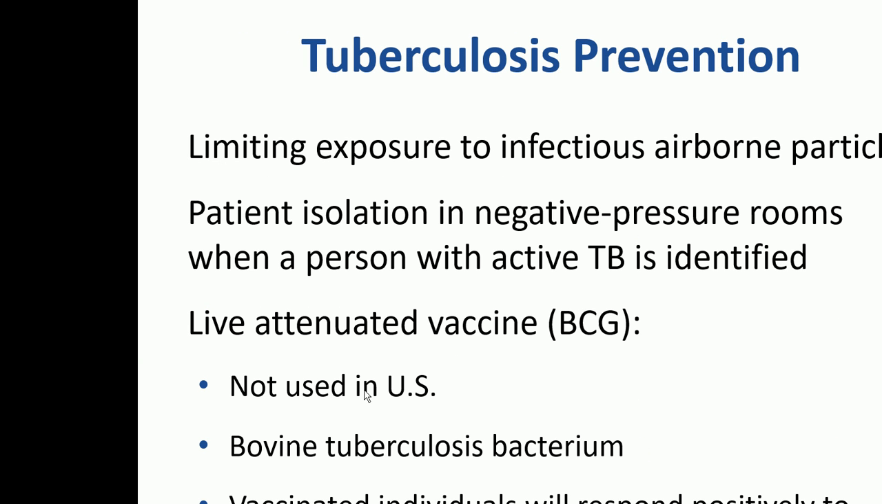Tuberculosis prevention: limiting exposure to infectious airborne particles. Patients are put into negative pressure rooms, and the vaccine which is used is called BCG.